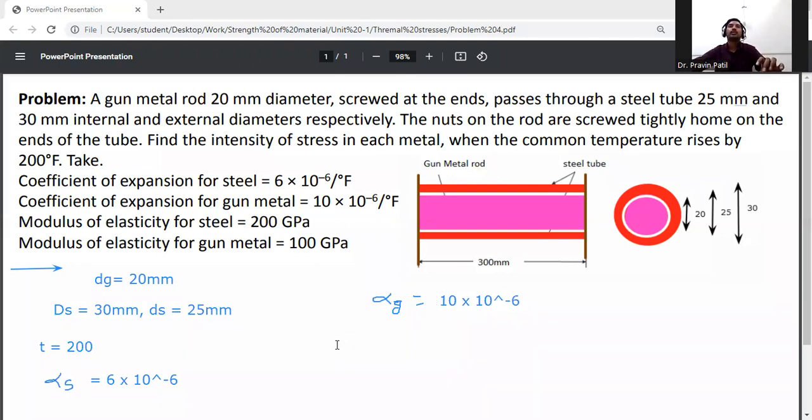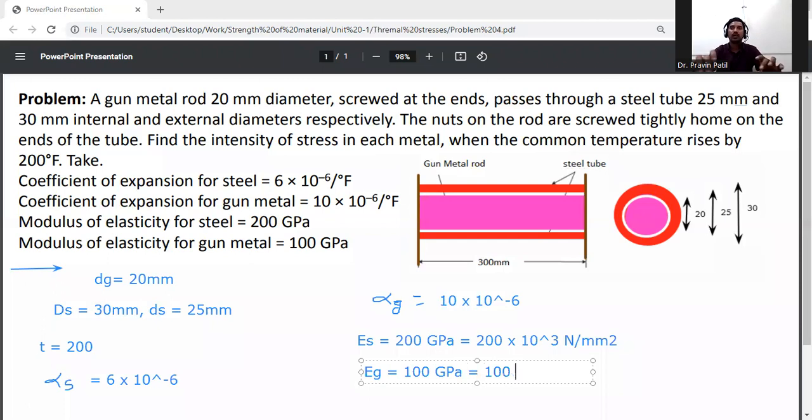Okay, then the modulus of elasticity for steel, Es, is given as 200 GPa. Convert it to Newton per mm square, that is 200 into 10 raised to the power 3 Newton per mm square. Then the modulus of elasticity for gunmetal, Eg, is 100 GPa. Convert it to Newton per mm square, that is 100 into 10 raised to the power 3 Newton per mm square. Okay.